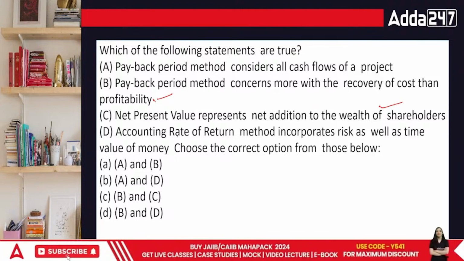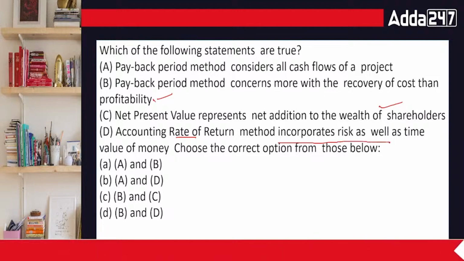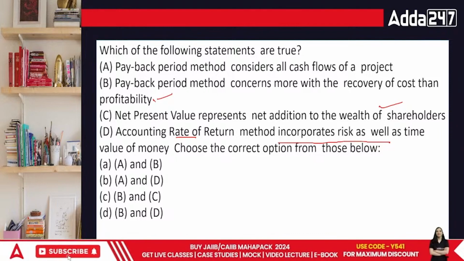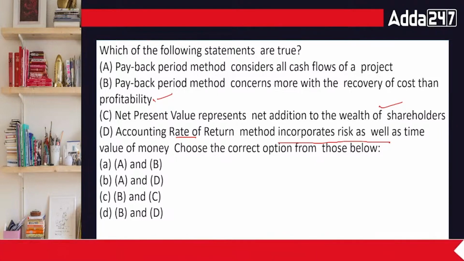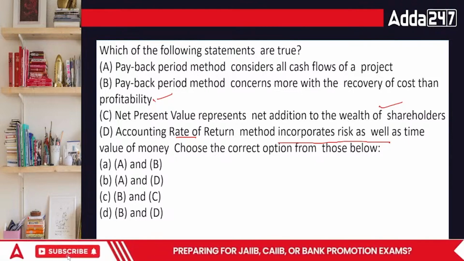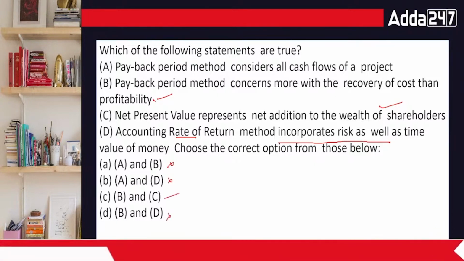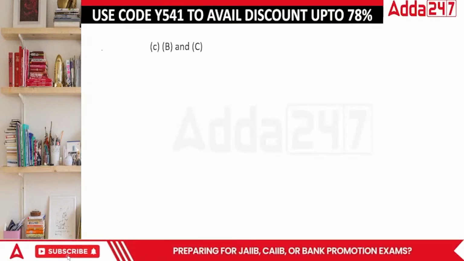Now the accounting rate of return incorporates risk? No, it just talks about the return that the organization is making over a specific capital investment decision it has taken. So technically that's a wrong answer. Okay, so in this case only B and C are correct. So A and B as an option, wrong. A and D as an option, wrong. B and D as an option, wrong. B and C is correct. The correct answer is C, everyone.